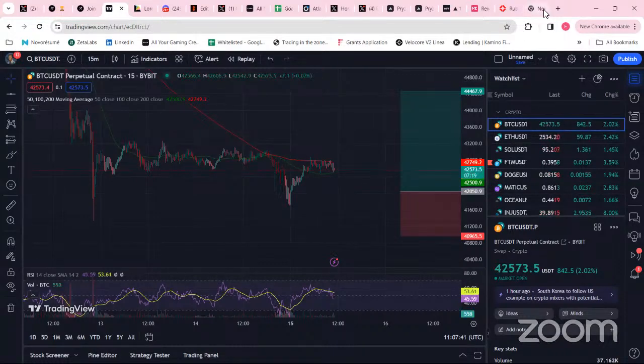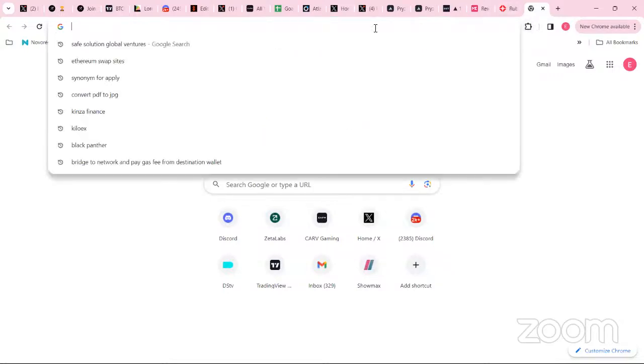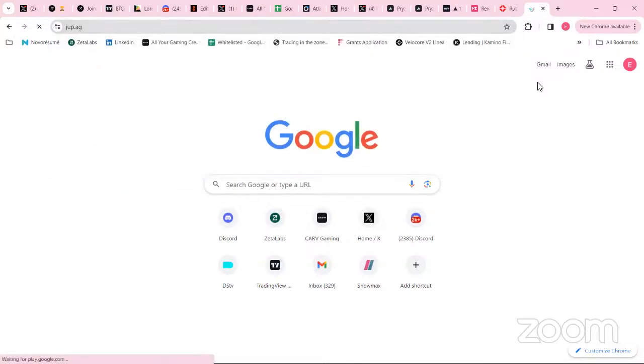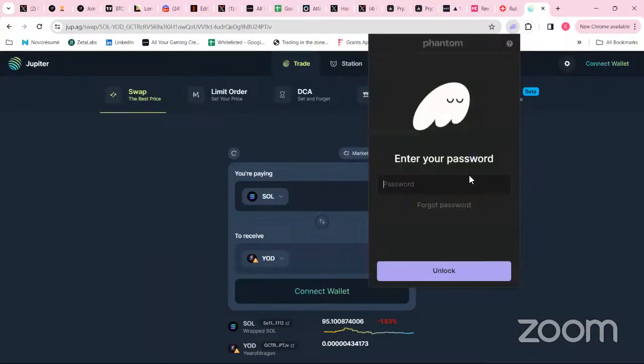So, how to stake Bonk. If you have Bonk on your Phantom, right? Troop.ag. If you want to buy Bonk, first of all, you need to have a Phantom wallet.